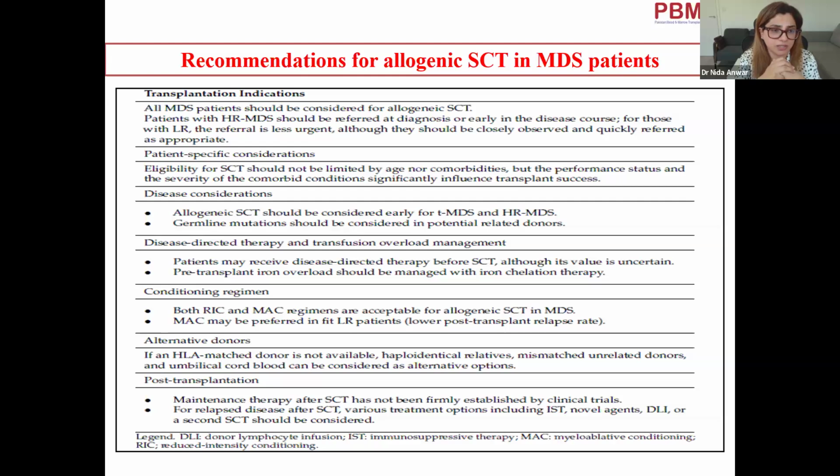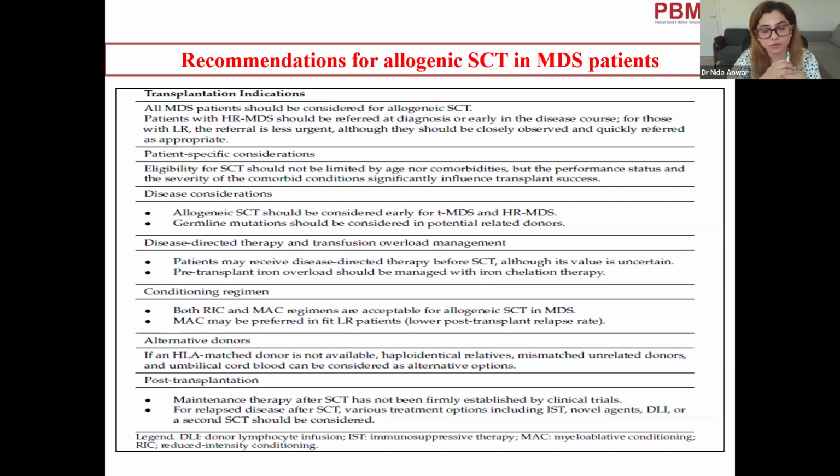Then comes the patient-specific considerations and factors. As we've just mentioned, it shouldn't be limited by just the age per se. There are more factors like comorbidities, performance status, the biological status of the patient, and the severity of comorbidities, because sometimes the severity of the comorbidities may significantly influence the transplant success as well. So there has to be a really careful and individualized approach. When it comes to the disease, for high-risk MDS and therapy-related MDS with prior history of chemo-radiotherapy, or transformed disease, allogeneic transplant should be considered because they usually have a very bad outcome.